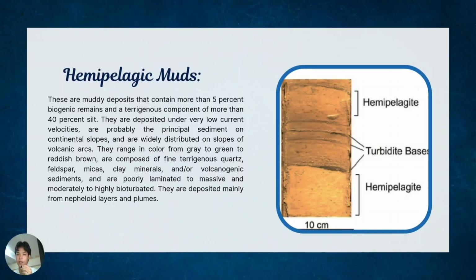Hemipelagic muds are fine-grained sedimentary deposits characterized by a significant terrigenous component and a biogenic content exceeding 5%. They accumulate under low energy conditions, primarily on continental slopes, through the gradual settling of particles from nepheloid layers. These deposits are typically poorly laminated, bioturbated, and exhibit a range of colors due to their mixed composition of land-derived minerals and marine microfossils.